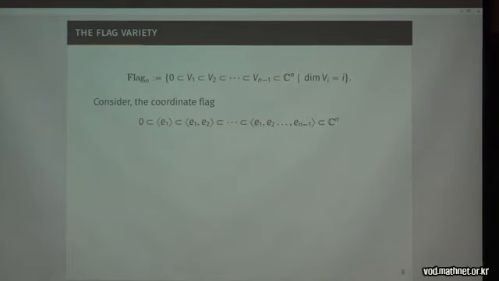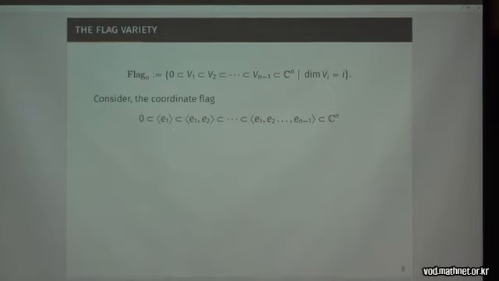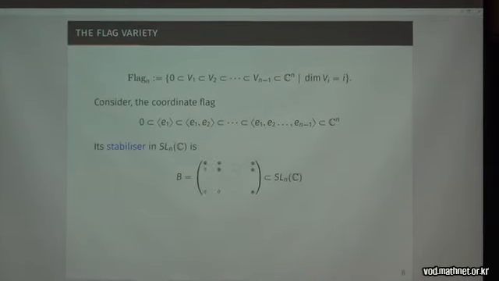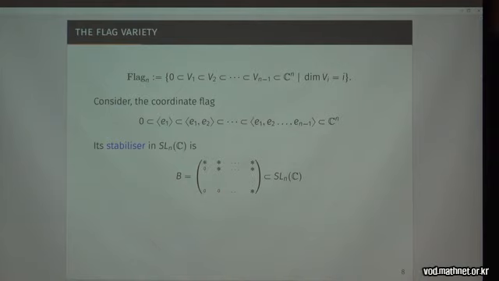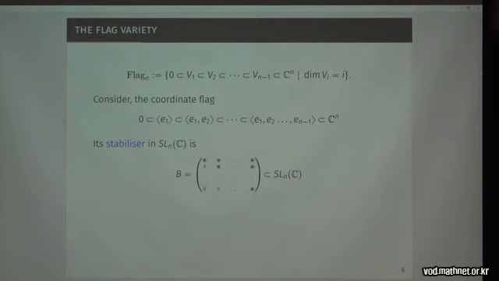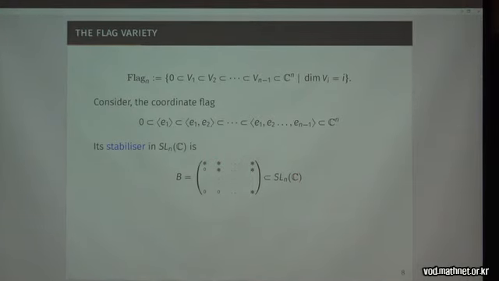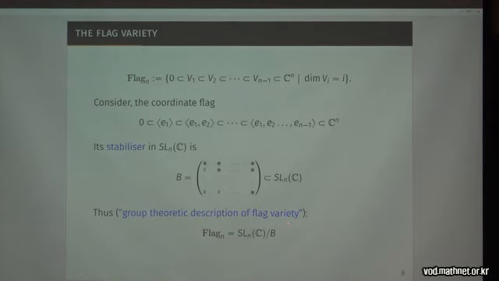So we consider this coordinate flag. This is the first flag that you would write down. And if we consider its stabilizer, it should map this vector to itself, this line to itself, so that's this one here. It should map this subspace to itself, which gives us these two twos here. And so the stabilizer of this coordinate flag is precisely the upper triangular matrices in SLNC. Okay. And so we get this group theoretic description of the flag variety. It's SLNC modulo B. This is a description of a homogeneous space.